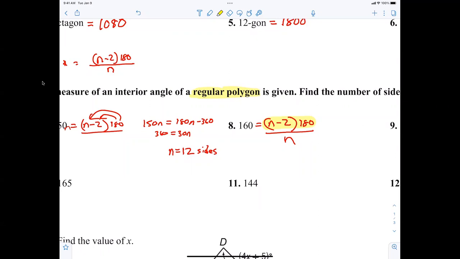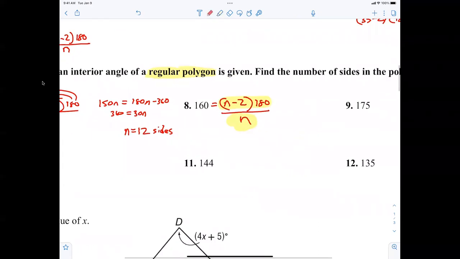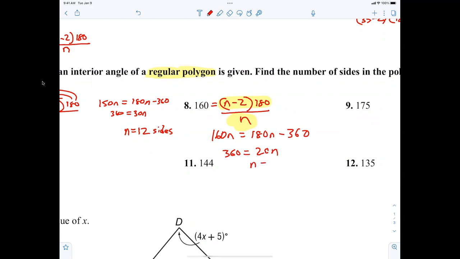All right, now that we have the formula, we're just working backwards, correct? So we have 160n is equal to 180n minus 360. I'm moving things around. 20n is equal to 360. So n equals what? 18. Okay.